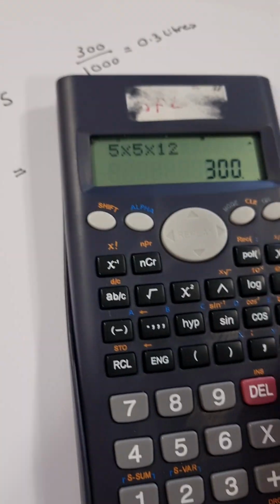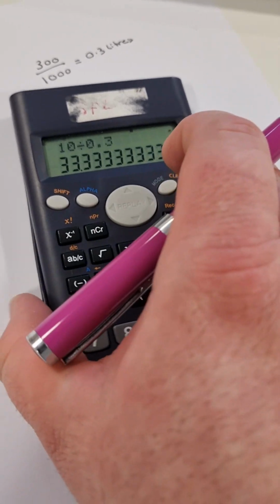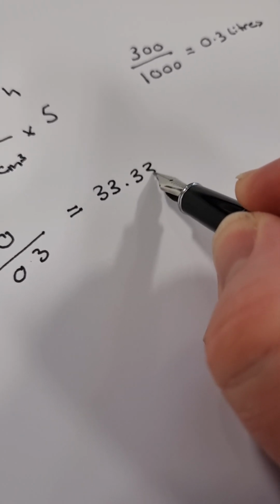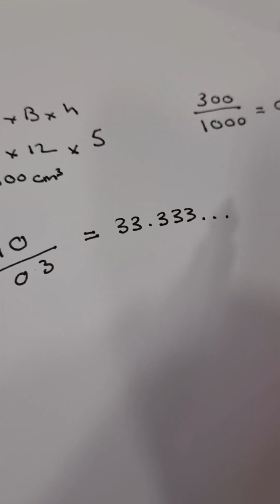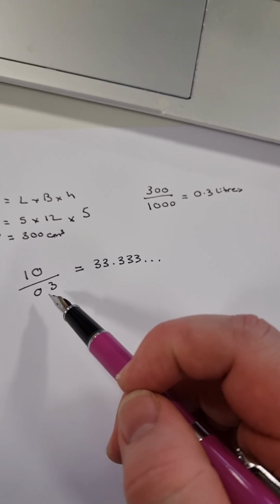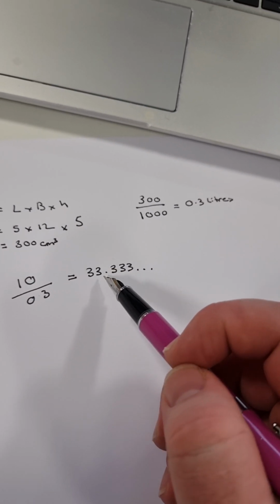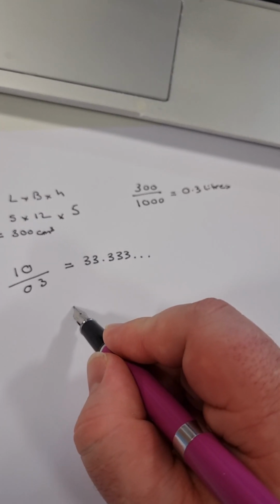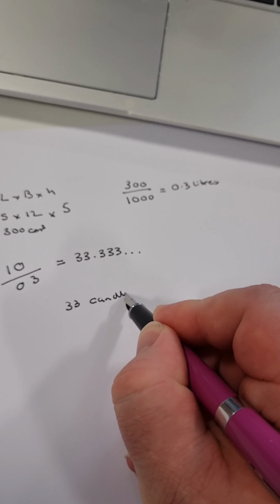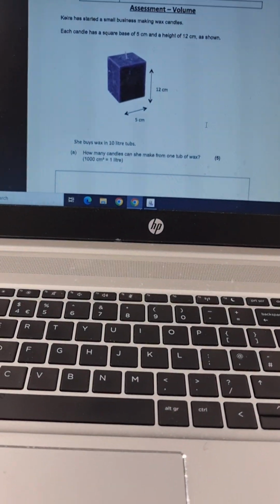I'll go back to the handy calculator again. 10 divided by 0.3, and that works out at 33.33 continuous. 0.333, and the 3 dots just mean continuous. So now we know that for each 10 litre tub, she can make 33.33, but of course we can't make 0.33 of a candle. So in total, she makes 33 candles. And that's your answer for part A.